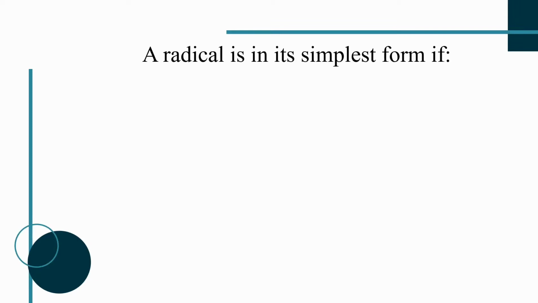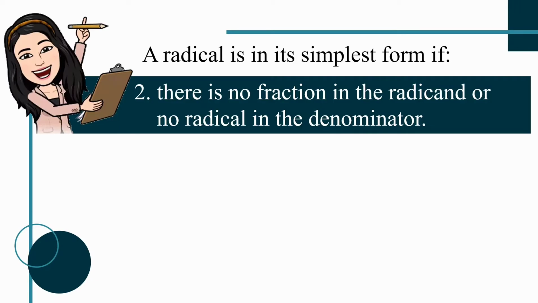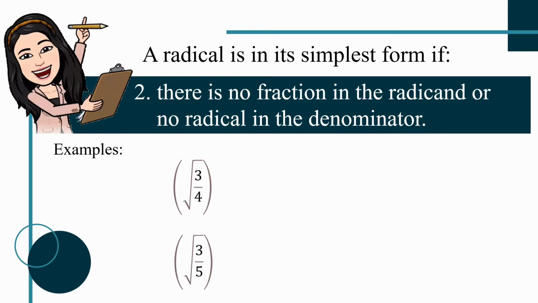Now, let's have another condition. There should be no fraction in the radicand or no radical in the denominator. So, ang radical ay nasa simplest form kapag wala po tayong radical sa ating denominator. So, let's have these examples. We have two given expressions. We have the square root of 3 over 4 and the square root of 3 over 5. So, which of them is not yet in its simplest form? Okay. Or, alin ba dyan yung naka-simplest form na? Okay. So, let us simplify.